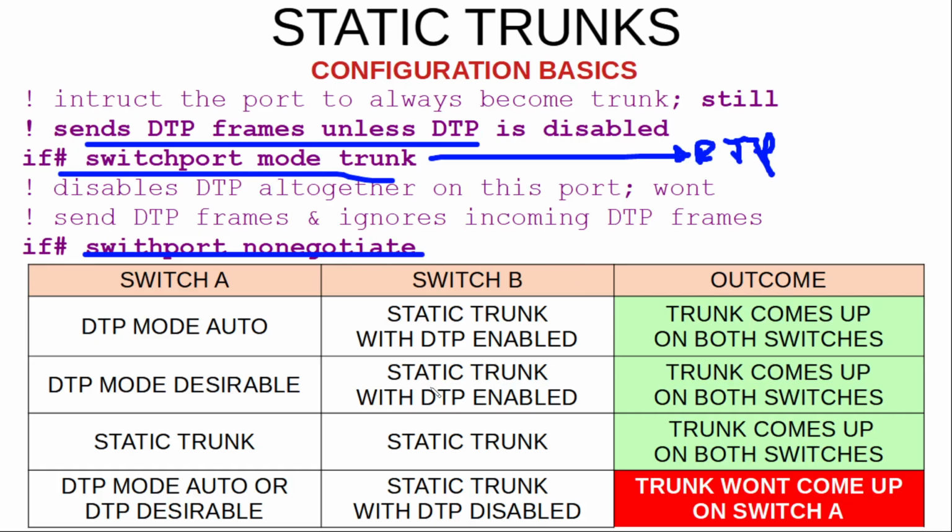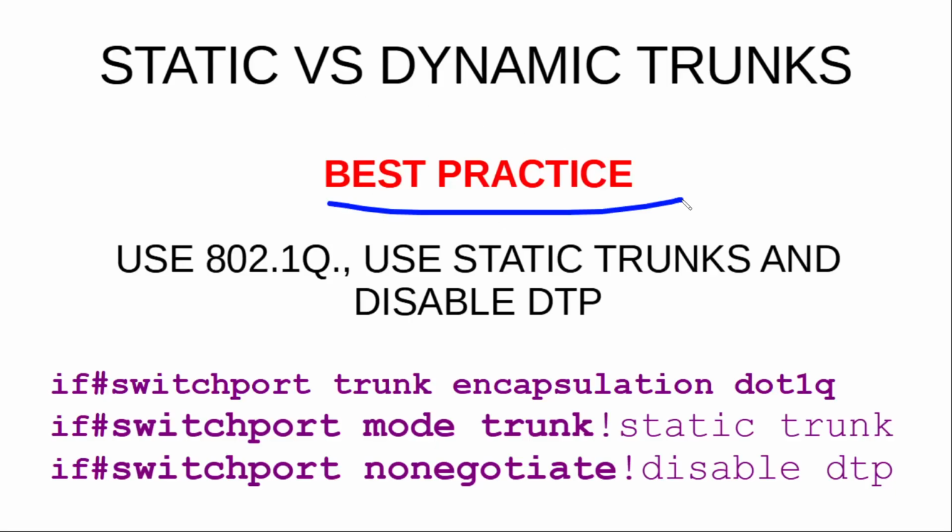So several combinations happen here. If one side is using DTP and the other side is using a static trunk with DTP, some things happen. If one side is using DTP and the other side is using a static trunk with DTP disabled, some other things happen. So these are the combinations that you must be able to remember. And now the best practice is, now that you know what DTP is and what it is used for, don't use it. The best practice is using static trunks and disabling DTP altogether.